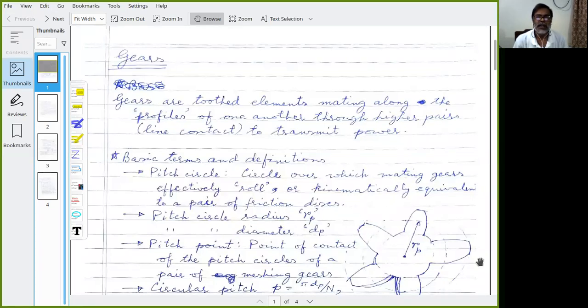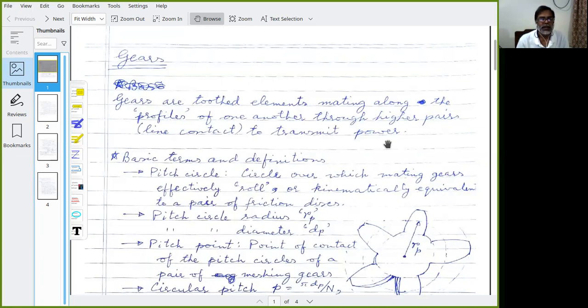Okay, so in this lecture, we will be starting the topic gears. What we know is that gears are pushed elements mating around the profiles of one another. The profile of one tooth of a gear mates with the profile of another tooth of the other gear, okay? The machine gear. And the contact is through higher pairs, line contact, to transmit power.